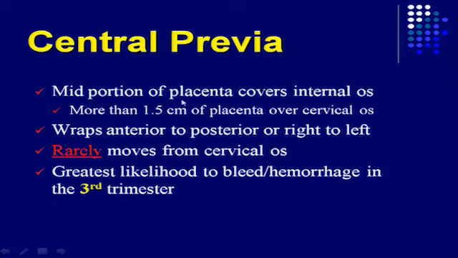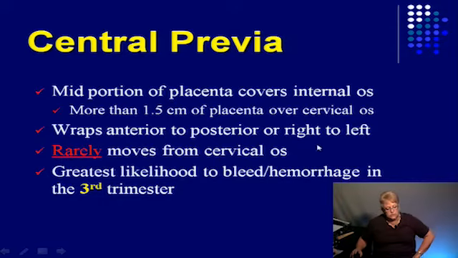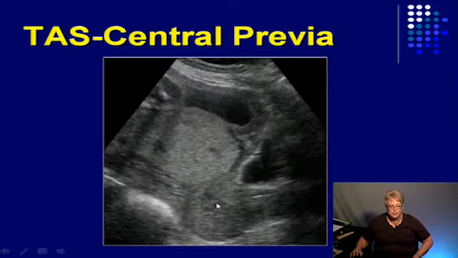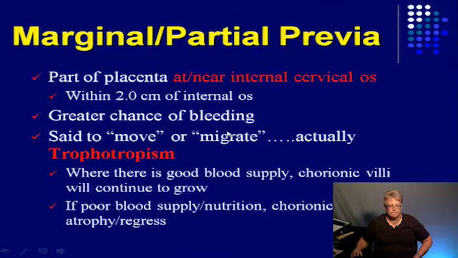With the central, you have the mid portion of the placenta over the internal os and more than 1.5 centimeters of the placenta over the cervical os. It wraps anteriorly and posteriorly or right to left. It's right over the middle of that cervix, and that's rarely going to move away from the cervix. It has a greater likelihood of bleeding and hemorrhage in the third trimester, so you want to go ahead and assess them. This is the central previa. So looking at the bladder, looking at vagina, this is cervix, there's the placenta. Even transabdominally, you can see that one.